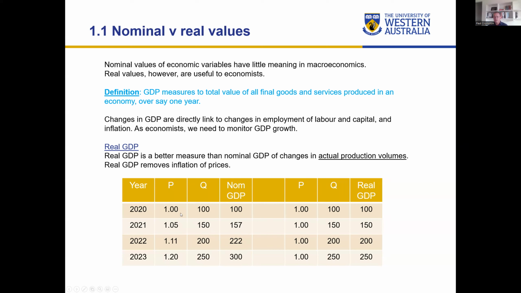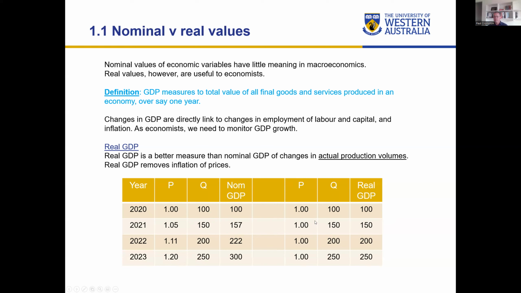And so what I want to do in calculating a true measure of GDP is actually remove the effects of inflation so that I can focus on a measure of GDP which reflects the quantity of output being produced. And that's exactly what I've got over here. Over here, I'm calculating real GDP.